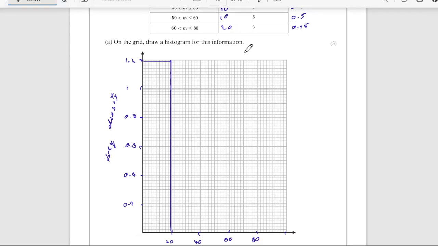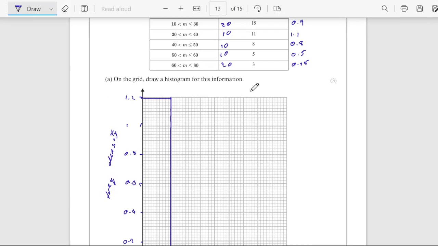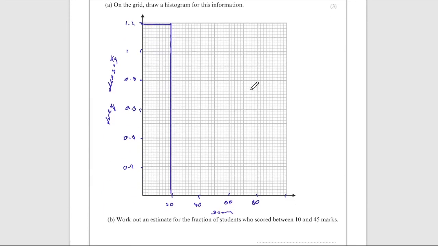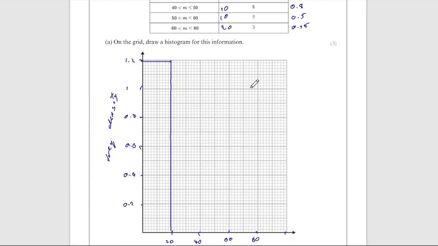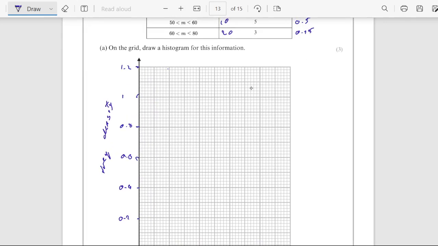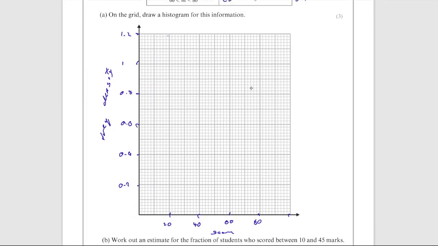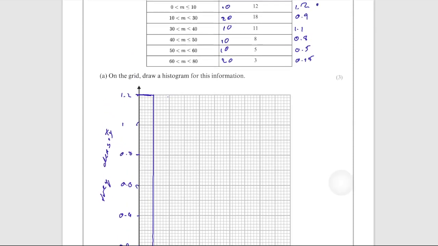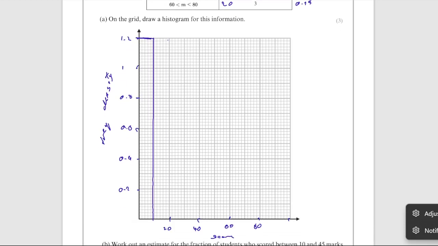My next one needs to be then 22. I've drawn my bar too wide. It should have been 0 to 10, not 0 to 20. So let's draw that again. Okay, my next bar needs to go from 10 to 30. So 10 to 30, so I'm going up to there, and it needs to have a height of 0.8. Sorry, 0.9.